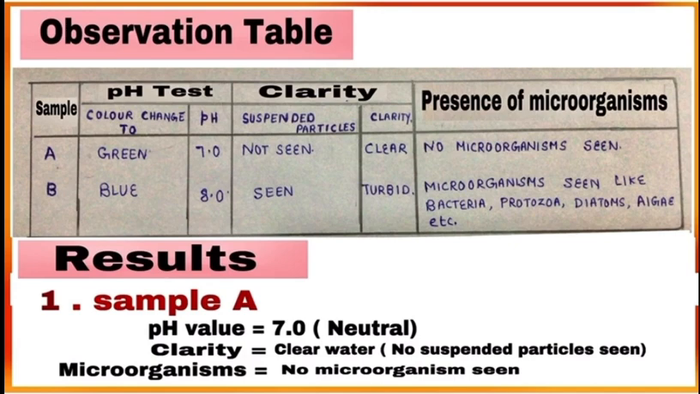Sample A. The pH of sample A water is 7.0 as it changes the pH paper color to green. Thus, water sample A is neutral. Clarity. It is clear water. No suspended particles are seen in this water sample. Then microorganisms. Also, no microorganisms are seen in this sample of water.